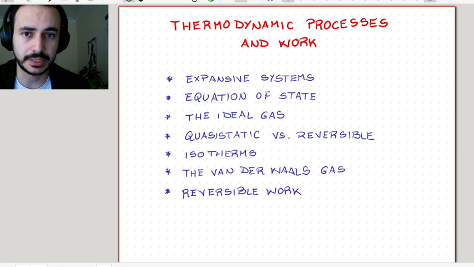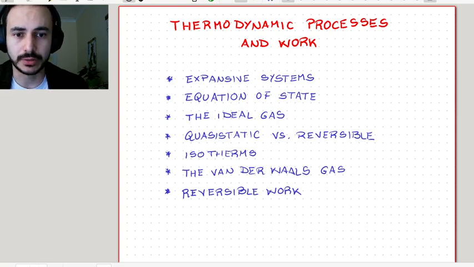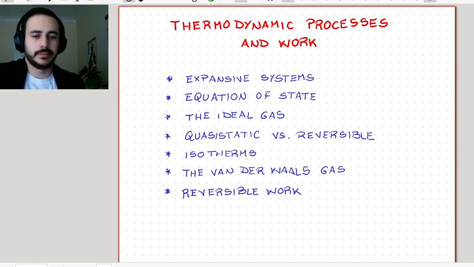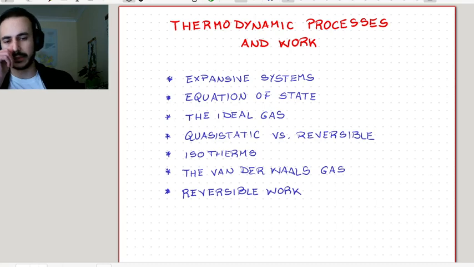this expansive system. We are also going to learn how you can represent thermodynamic processes between equilibrium states of the system graphically as well. Those would be quasi-static processes. We are going to learn the difference between quasi-static and reversible processes, and we are going to introduce another important type of quasi-static process, which is isothermal processes. Isothermal processes can be reversible or non-reversible, but they are quasi-static.